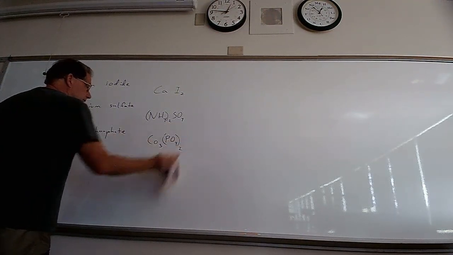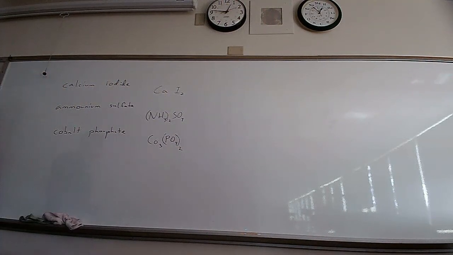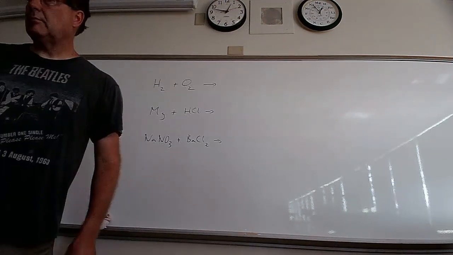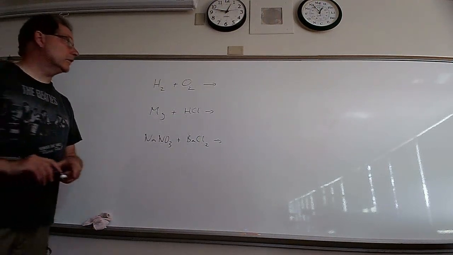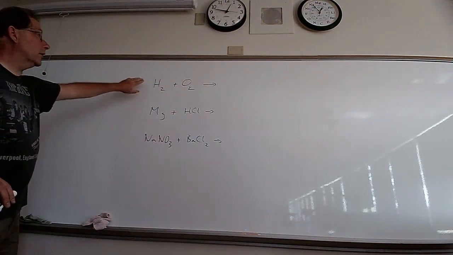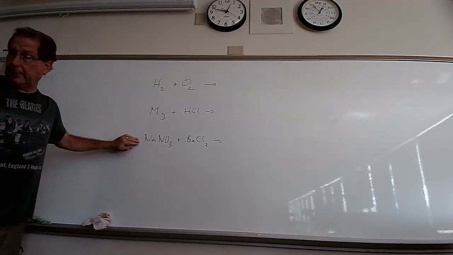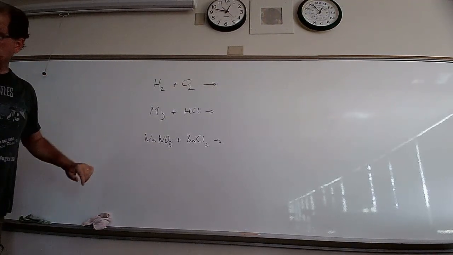There you go. CO3, PO4 in parentheses 2. Okay, next I have equations here. All right, and I have an example of direct combination, single replacement, and double replacement. And those are the examples I have written down on that paper.